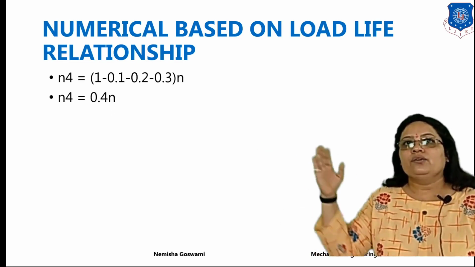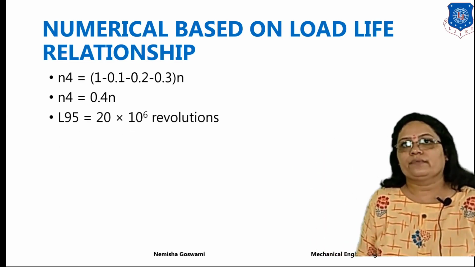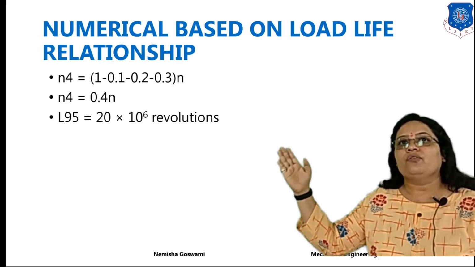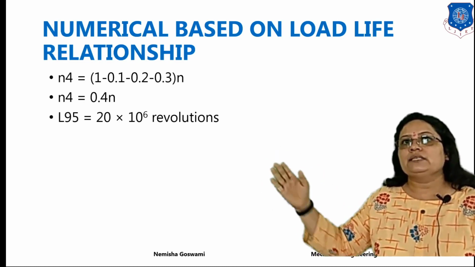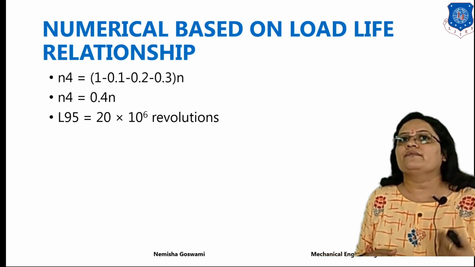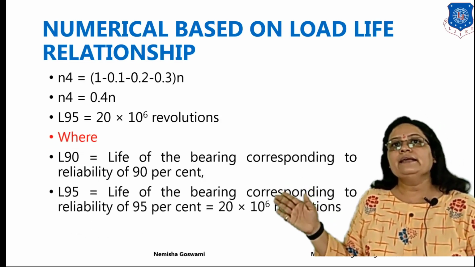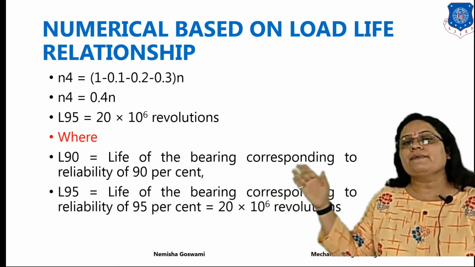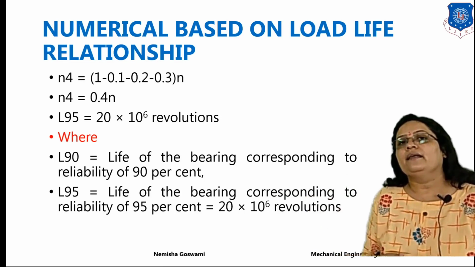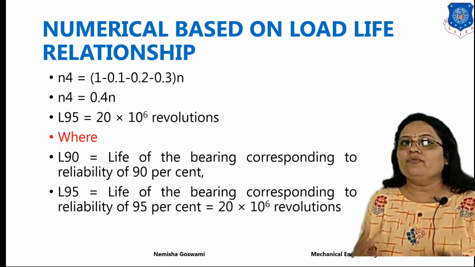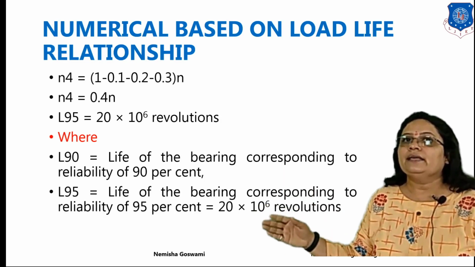Okay, so by using all this data, you can find out the equivalent load. N95, the life of the bearing with respect to reliability 95%, is given. So this is equal to 20 into 10 power 6 revolutions. Okay, L90 is the life of the bearing with respect to reliability of 90%, and N95 is the life of the bearing corresponding to reliability 95%.